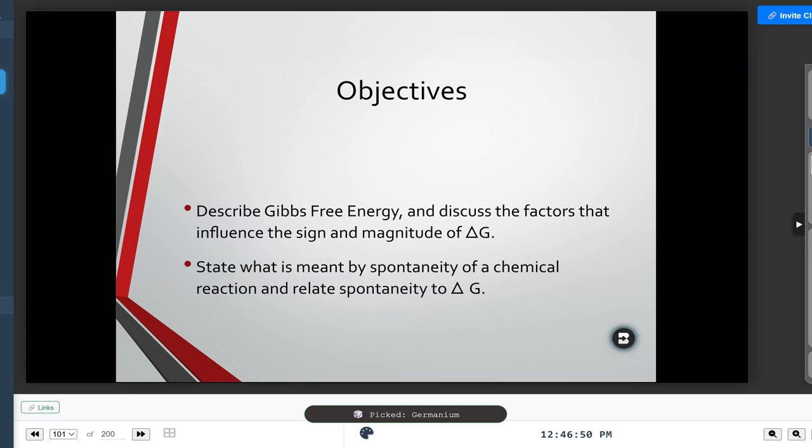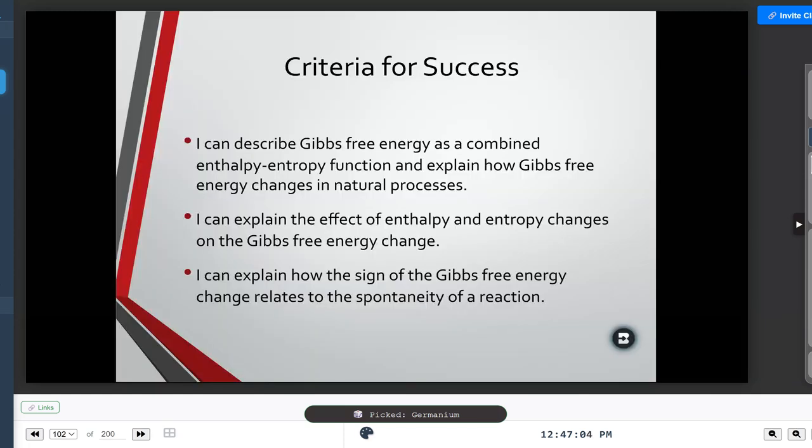We want to understand what Gibbs free energy is and talk about the factors that influence the sign and magnitude of our delta G. Then we're going to talk about what's meant by spontaneity of a chemical reaction, and relate that to our delta G. Walking out of here today, you should be able to describe Gibbs free energy as a combined enthalpy-entropy function. And when I say function, we're talking about a formula.